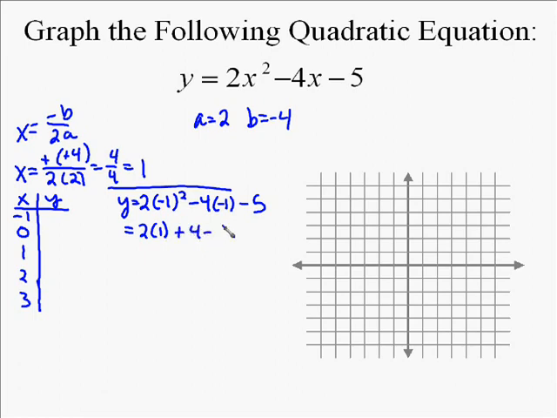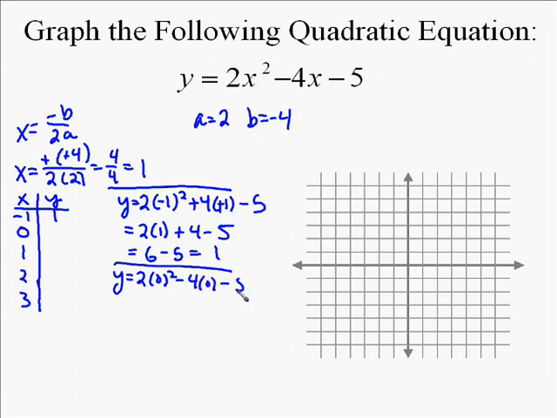So you're going to do 2 times negative 1 squared minus 4 times negative 1 minus 5. Well, 2 times negative 1 squared is just 2 times 1. Negative 4 times negative 1 is positive 4. And then minus 5. Well, 2 plus 4 is 6. 6 minus 5 equals 1. So when you plug in negative 1 into the quadratic equation for x, you get 1 out.